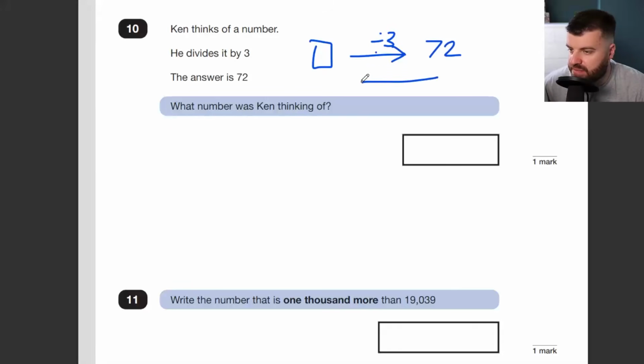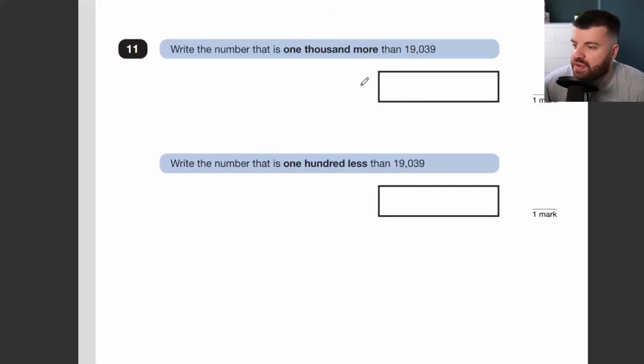So we have to go backwards now. We do 72, we do the inverse of divide by 3, which is multiply by 3, and we get 216 as the answer.